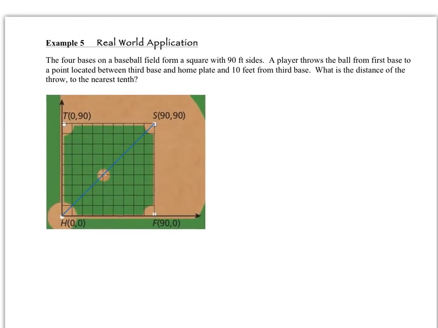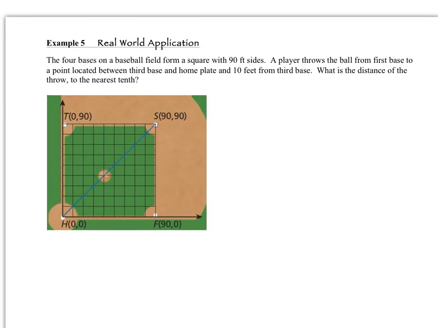We are on a baseball field. So let's read the question. The 4 bases on a baseball field form a square with 90-foot sides. A player throws the ball from first base to a point located between third base and home plate and 10 feet from third base. So that means that the point that we're throwing to has got to be right here. So we're throwing from first base to this point that we've marked. The question then goes on to ask us, what is the distance of the throw to the nearest tenth?